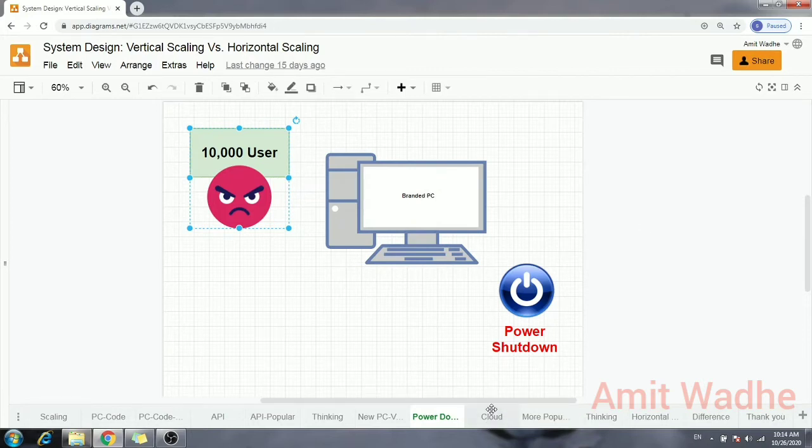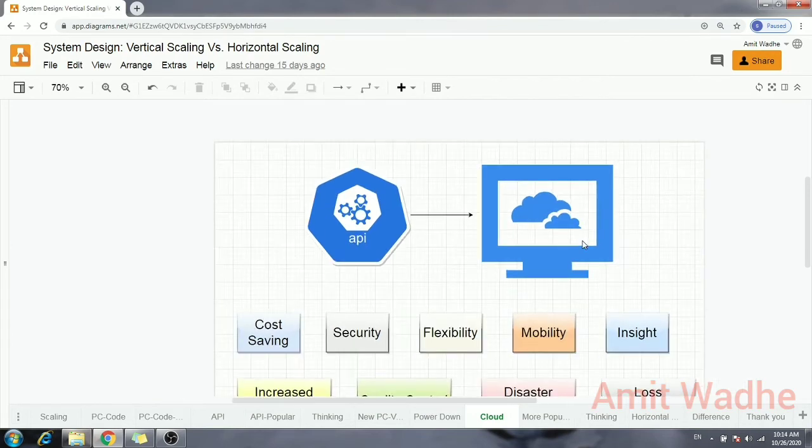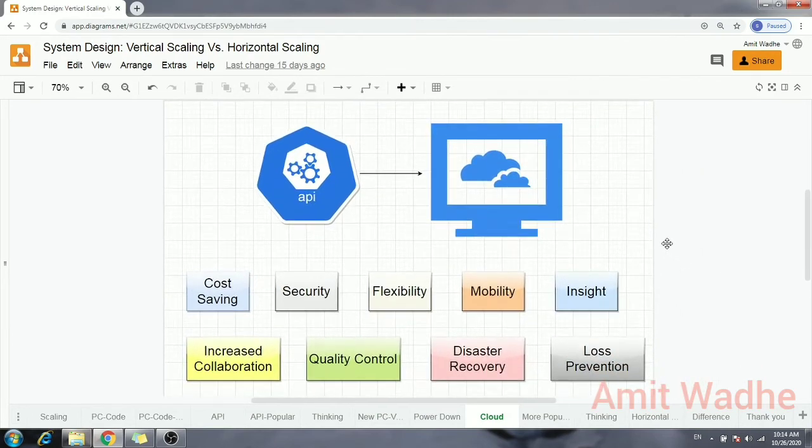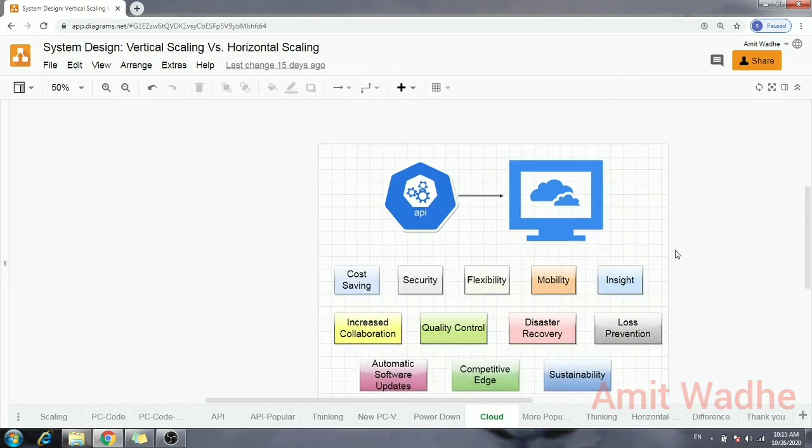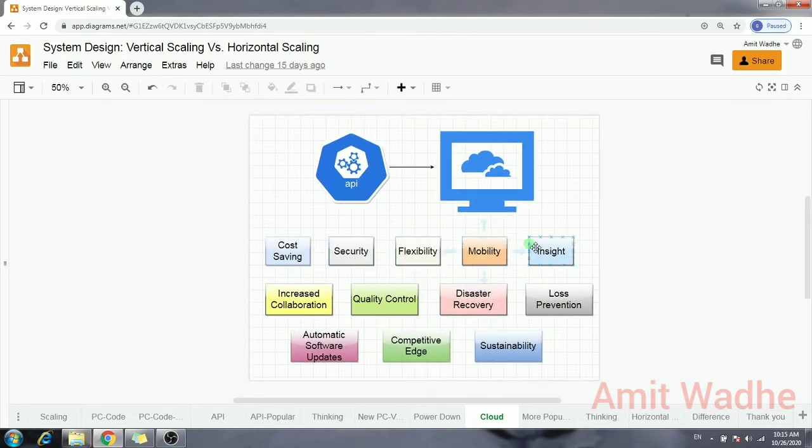So a thought came to mind again. I moved my application to be hosted on cloud services. I deployed my API, my application, on the cloud. There are multiple benefits of using the cloud. There are different cloud providers like AWS, GCP and Azure, that is Microsoft. Deploying the application on the cloud gave me quite a few benefits: cost saving, security, flexible mobility, insights, and these are all the benefits of deploying my application to the cloud. Now the power issue is resolved.